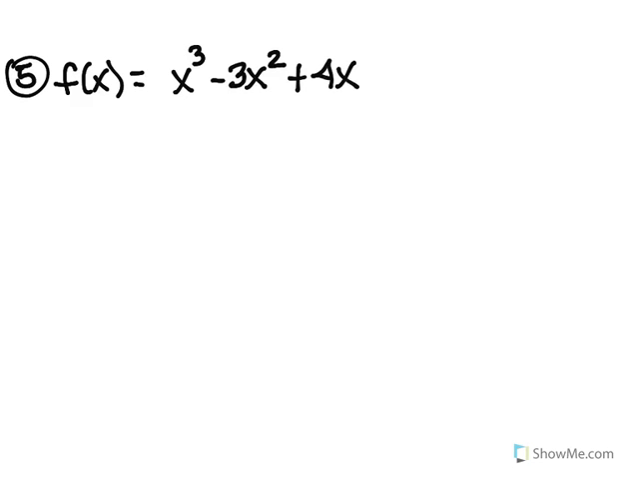Now the first 4, they're in division form. You won't see division form in 3-3. You'll see it more in function form, like number 5. F of x equals x to the 3rd minus 3x to the 2nd plus 4x minus 4.